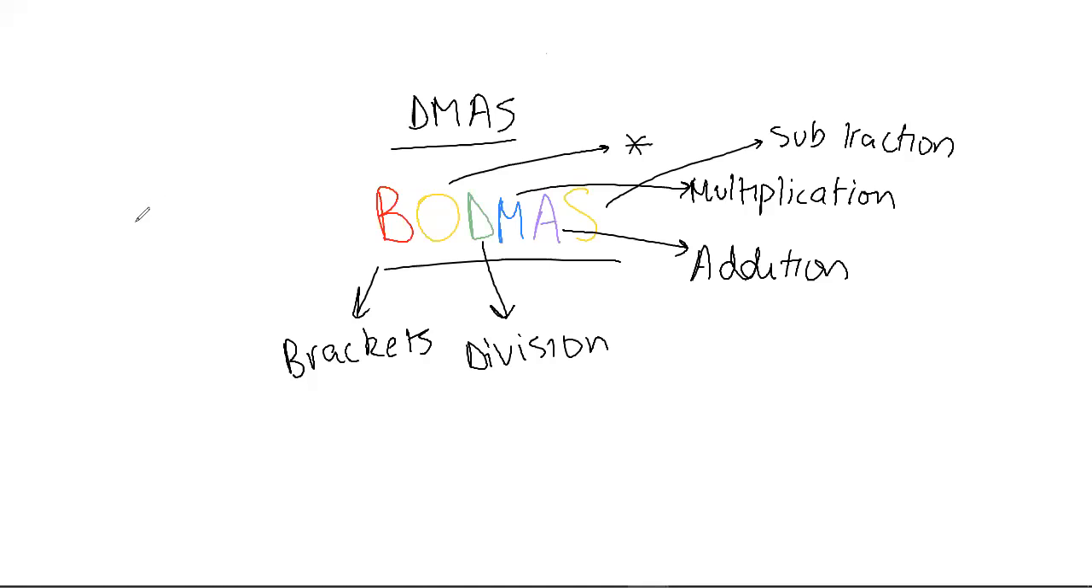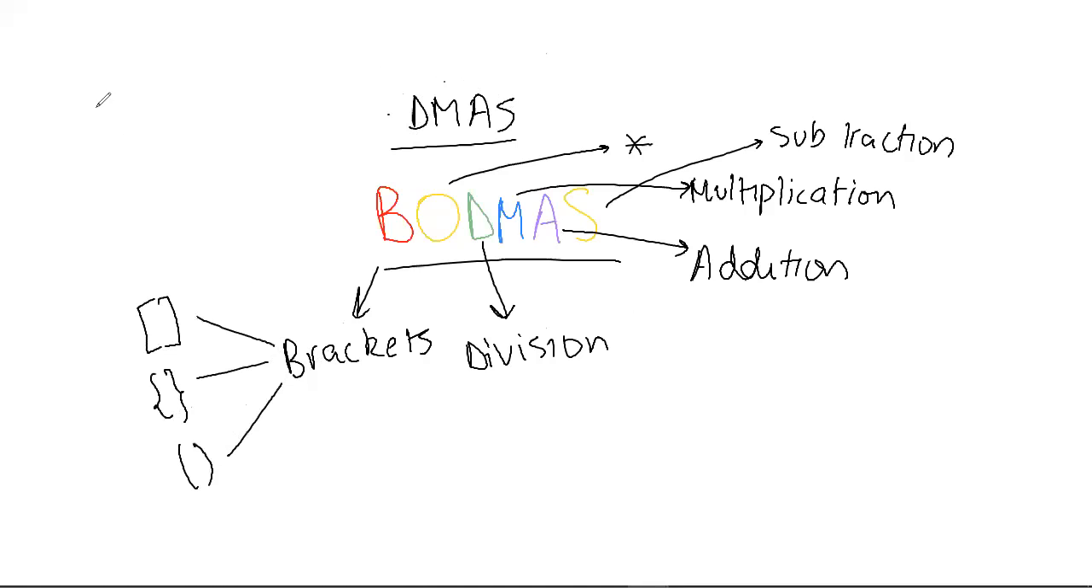Okay. So in brackets there are three types. They are square brackets, curly brackets, and round brackets. So basically we'll start with division. We'll start with DMAS. So I've explained to you earlier that DMAS basically consists of division, multiplication, addition, and subtraction.